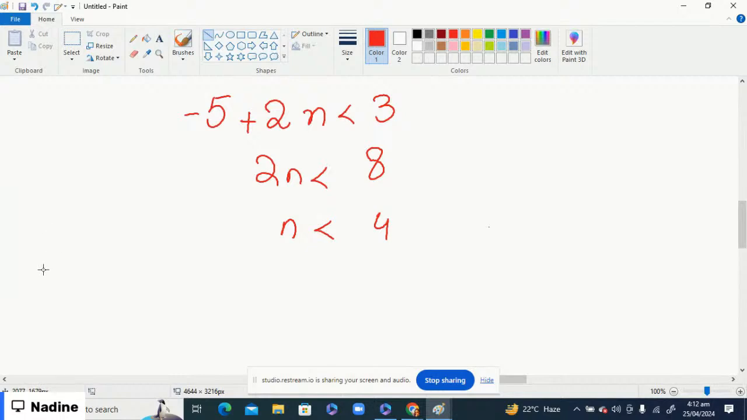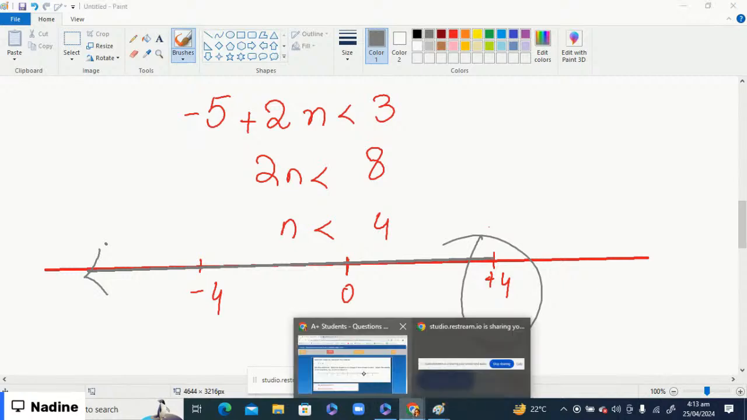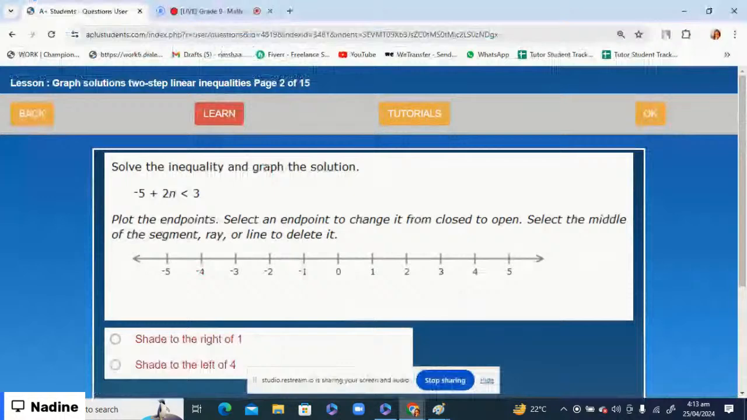If this is your number line and n is less than positive 4, here it's 0. On that side this is positive 4, on that side this is negative 4, and n is less than positive 4. It means that n moves to the left side of positive 4, because this shows that it is less. So let's check it out. If this is less, then shade it to the left of the 4.